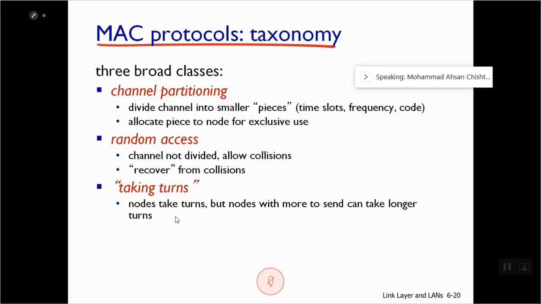The second one that we have is random access. We do not divide the channel as per time or frequency. We allow everybody to use the channel. And if a collision happens, we recover from the collision.